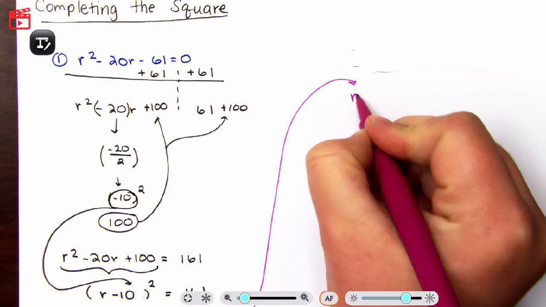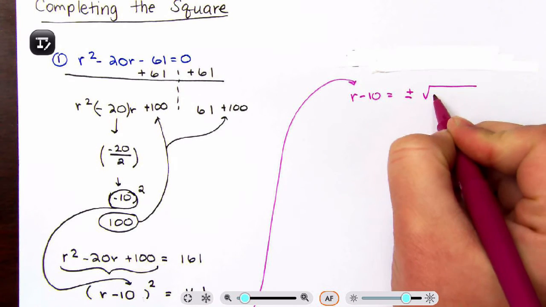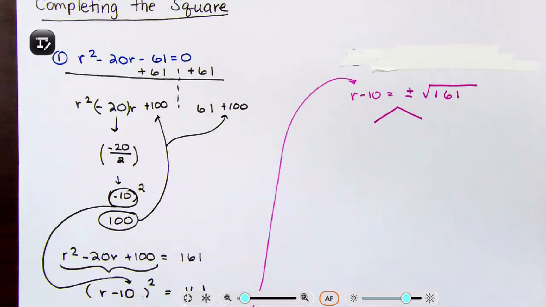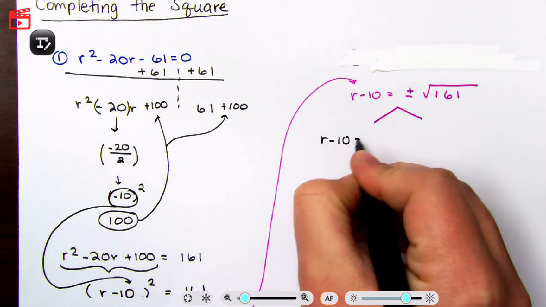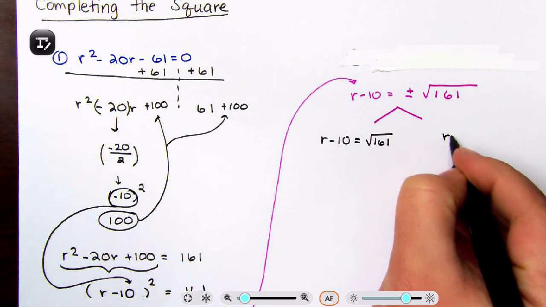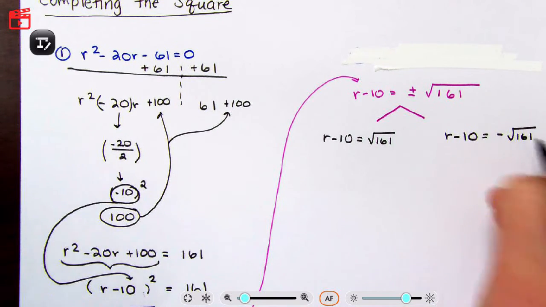So I have r minus 10 is equal to plus or minus the square root of 161. You're going to separate this out into 2 separate equations. First one is r minus 10 is equal to positive square root of 161. Second one is r minus 10 is equal to negative square root of 161.